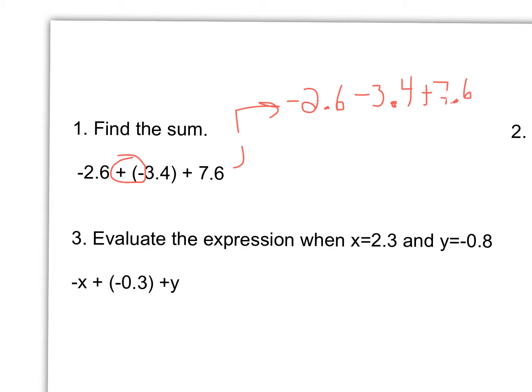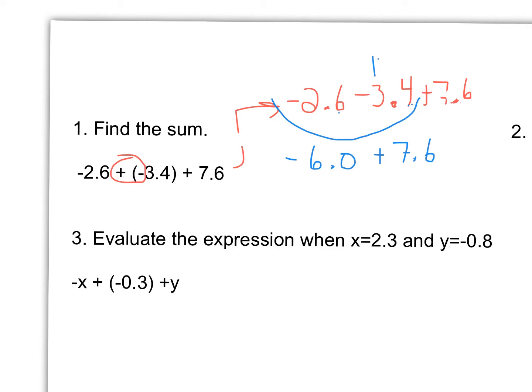Okay. So there's that. All right, so now let's start to combine like terms. So here, negative 2.6 minus 3.4, we are adding these together. 4 and 6 is going to give me a 10, so 0, decimal point, carry the 1. So negative 2 minus 3 is negative 5, with 1 more is going to be negative 6. Plus 7.6.